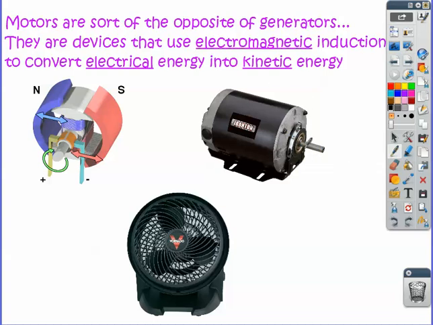So motors do the exact opposite of generators. Generators take kinetic energy and convert it to electrical energy, where a motor takes electrical energy and converts it to kinetic energy. So in that sense, they're kind of the exact opposites.